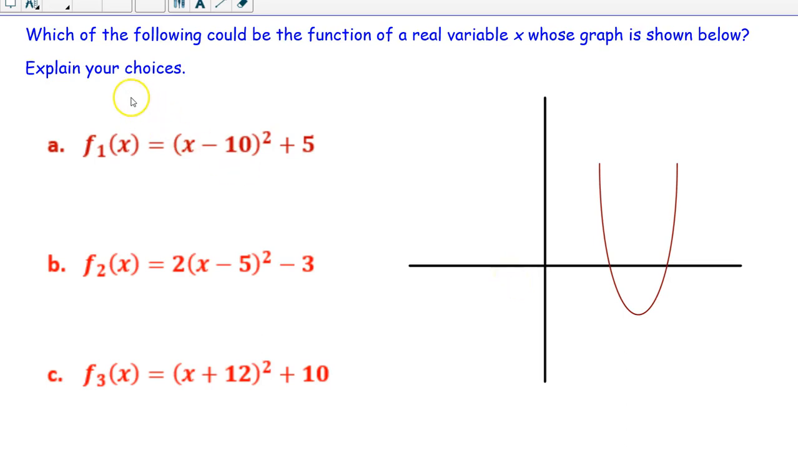Okay. Which of the following could be the function of real variable x whose graph is shown below? Explain your choices. So we have a number of options here. Altogether I have 8 different functions. We have to identify which one could be.